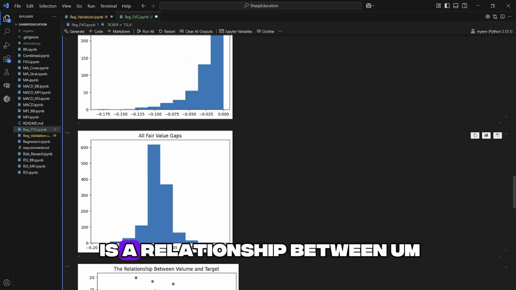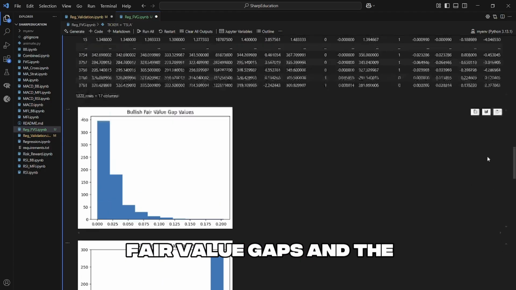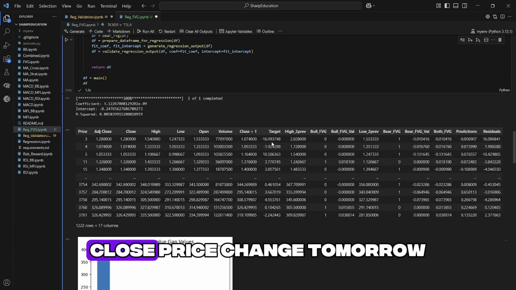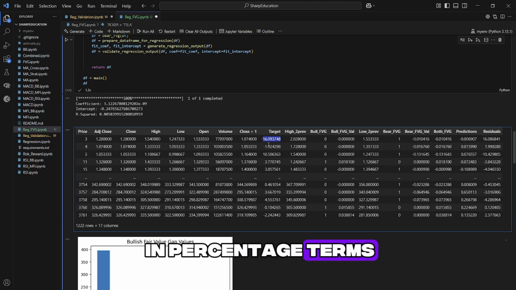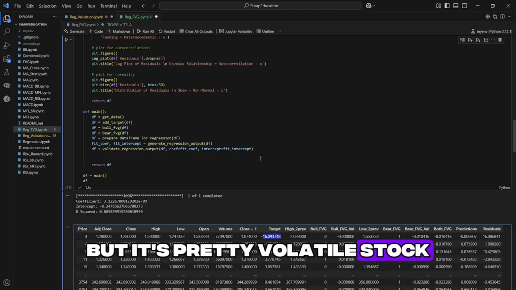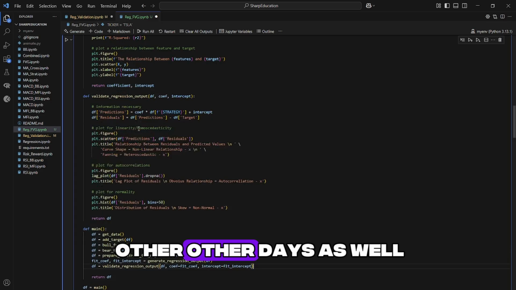What we want to see is a relationship between the size of the fair value gaps and the close price change tomorrow. So the target is here. We have it in percentage terms. There was a 16% drop on this day, it looks like. And most of the time, Tesla just moves between 1 and 3%, but it's a pretty volatile stock. So it's good to regress on. And we can do other days as well.